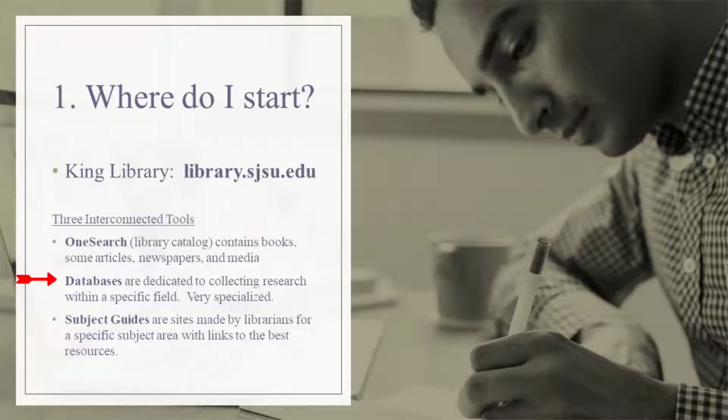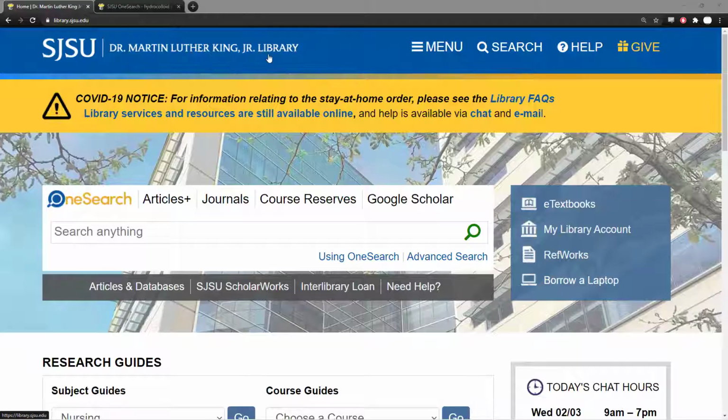Then we have databases. Databases are usually dedicated to collecting the research within a specific field. So every research area, every discipline has its own databases that keep track of the research in that area. I'm also going to show you subject guides. The librarians at SJSU made these research guides that collect all the links to the best resources for that discipline or subject area. To carry out your research effectively, you're going to be able to use all three of these tools together. I'm going to show you how to do that and how they are connected to one another. So this is the library's homepage.